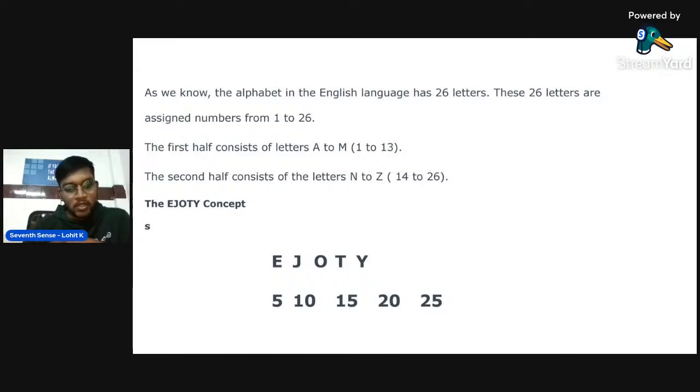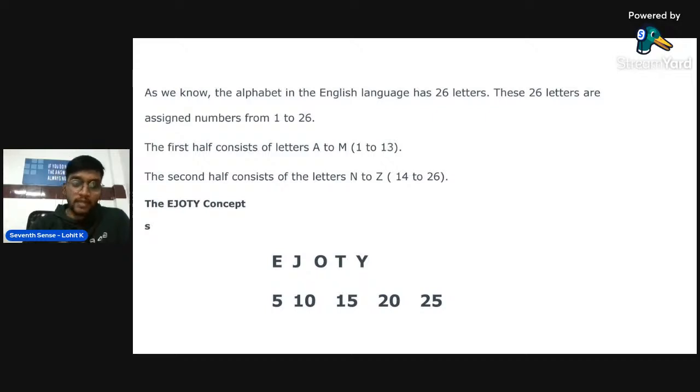So you know the sum of the reverse number and original number of A: 1 plus 26 is how much? 27, right? So you just need to subtract the original number from 27 and you will get the reverse number. What is the original number of Q? That is 17, right? So what is 27 minus 17? You will get the answer 10. So 10 will be the reverse number for Q here.